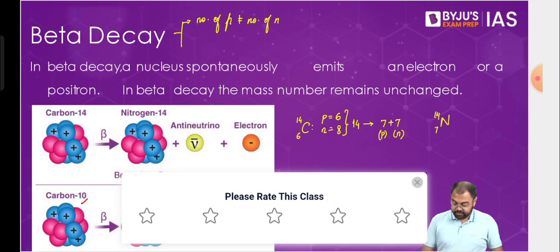Secondly, if you see, you have carbon 10. So carbon 10 can be denoted like this. Then again, how many protons and how many neutrons here? Yes, 6 and 4, correct. So 6 protons and 4 neutrons adds up to 10.